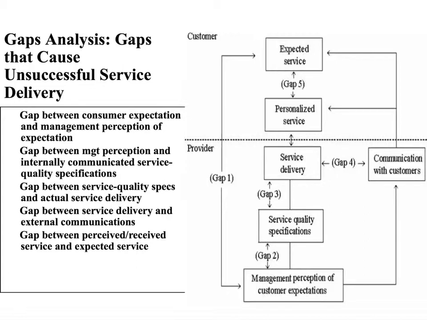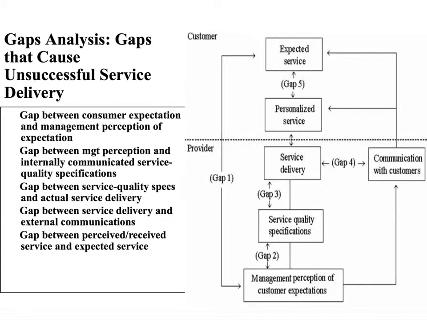Back to the bottom, the second gap is between what management thinks customers want and service quality specifications, and that is how does management articulate what they think their customers want? The next gap, gap 3, we're moving up the chart now, is between management's articulation, that is service quality specifications, and how the service is actually communicated to the frontline people, the people that deliver the service.